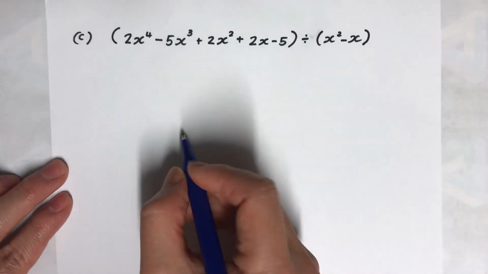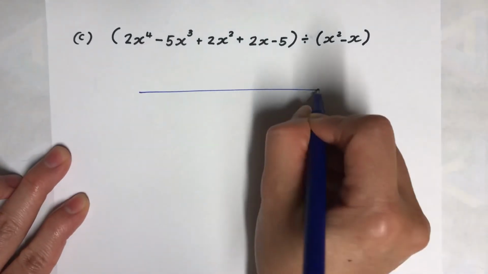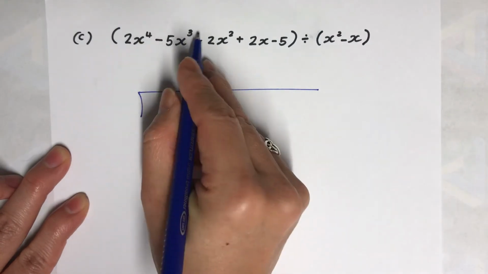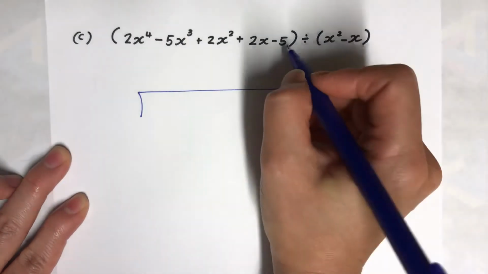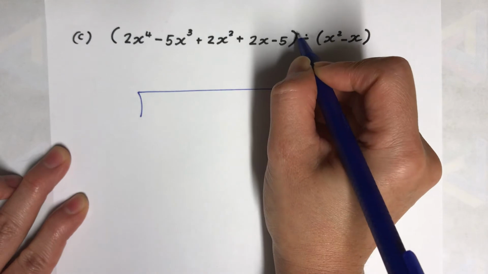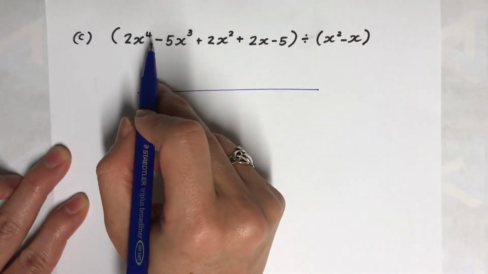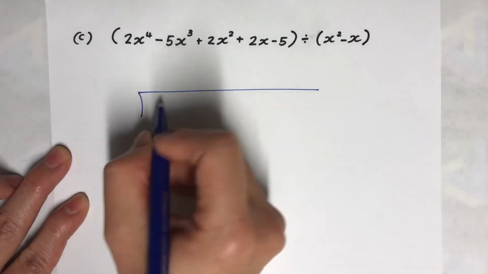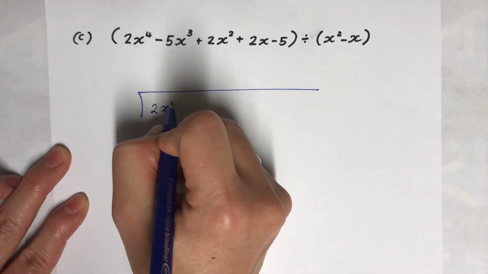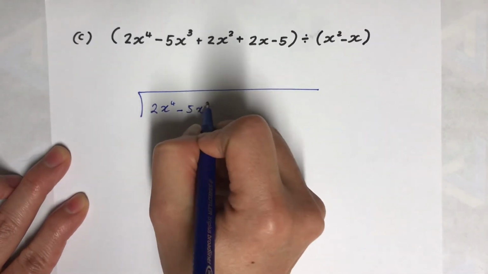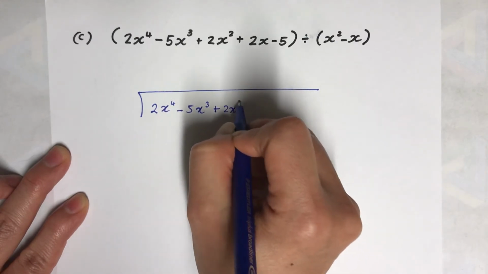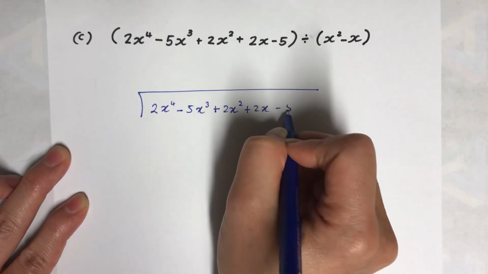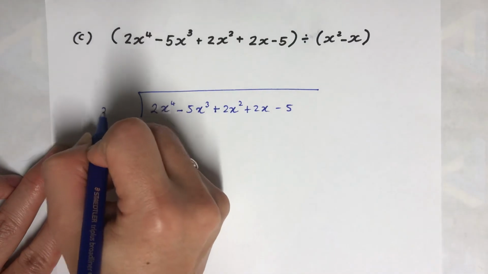Okay, so I'm going to do the same long division, just check 4, 3, 2, 1. Okay, actually this is x to the power of 0, which is just 1. So there is an order of 4, 3, 2, 1, 0. Okay, so I'm going to put my dividend here, plus 2x squared plus 2x minus 5, my divisor.